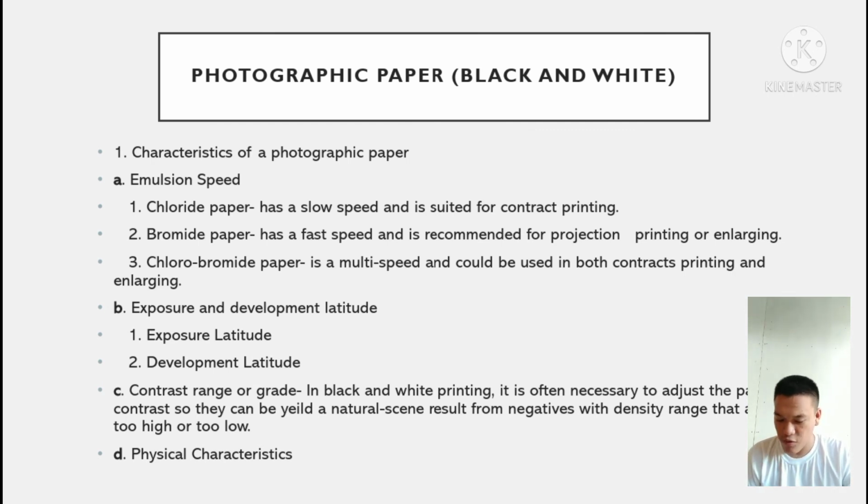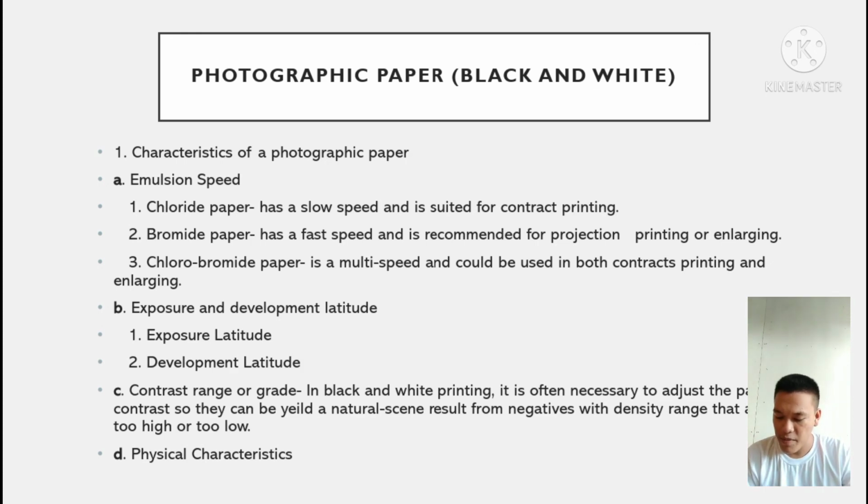The characteristics of photographic paper. There are three: chloride paper, bromide paper, and chlorobromide paper. Chloride paper has a slow speed and is suited for contact printing. Chloride papers are suitable for contact printing and yield warm tone images by development. The result is a warm tone image, yellow, brownish, or reddish, compared to bromide paper.